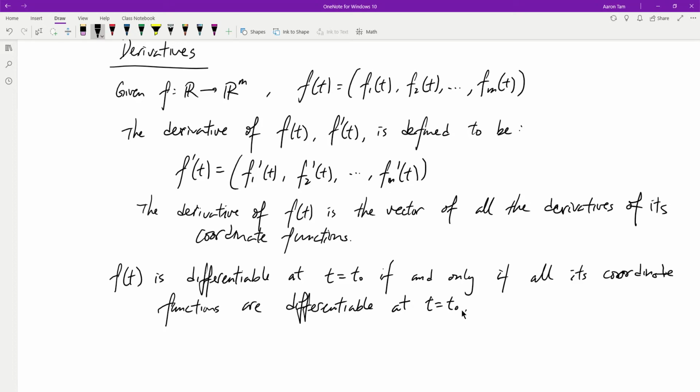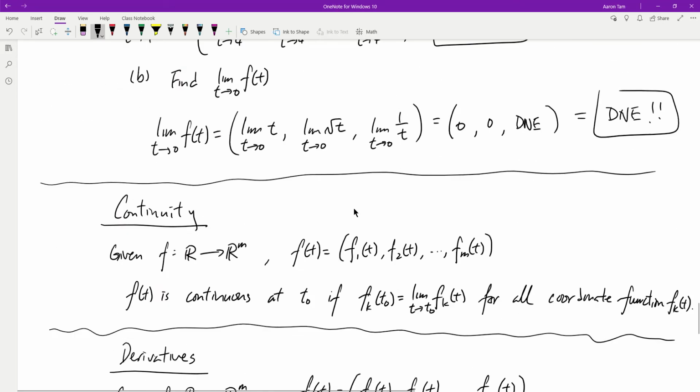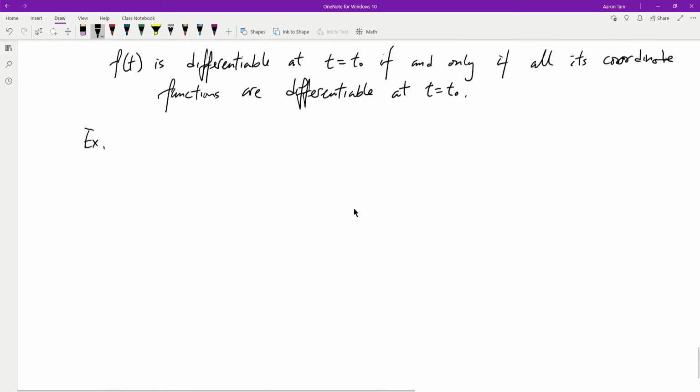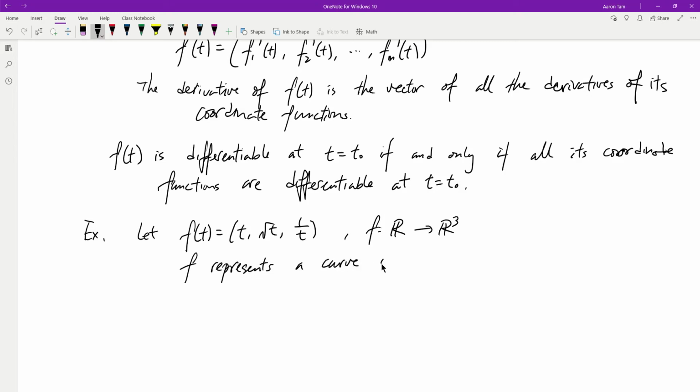Now, what do I mean by all that? Well, how about let's give you an example to illustrate. Suppose we have the same function that we just saw before, t, radical t, 1 over t. Let's say we let f of t equal t, radical t, 1 over t. Now, that would mean that this function f maps from R1 to R3. Okay? And also, what it means is this: f represents a curve in R3 in parametric representation.